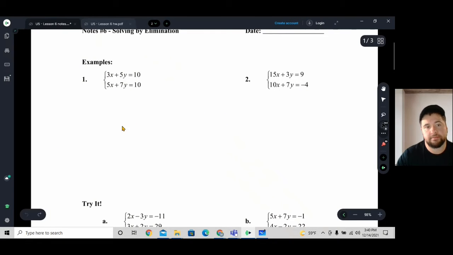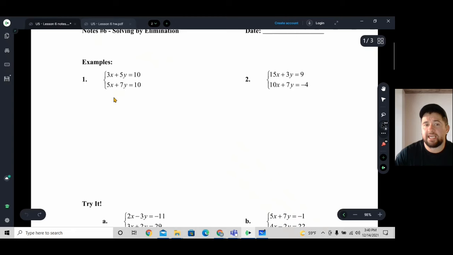All right, here we go. Number 1. 3x plus 5y equals 10. 5x plus 7y equals 10. I don't have any variables that are offset from each other, and I don't have any variables that are positive and negative. So what I need to do is eliminate one of my variables. One of them has to be positive and the other one has to be the negative of that same number. In order to do that, I need to find the lowest common multiple that these two share. If I look at this 3 and the 5, 3 and 5 share a lowest common multiple of 15. If I look at 5 and 7, they share a lowest common multiple of 35.